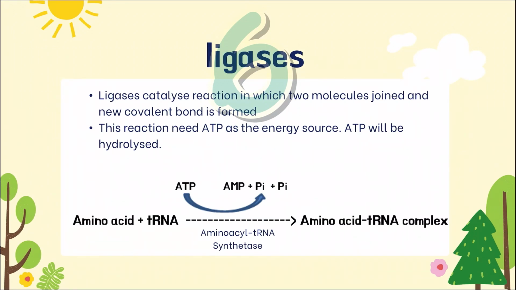Number 6, ligases. Ligases catalyze reactions in which two molecules are joined and a new covalent bond is formed. This reaction needs ATP as the energy source. ATP will be hydrolyzed. Example, amino acid plus tRNA catalyzed by amino acid tRNA synthetase will form amino acid tRNA complex. ATP at the same time has been converted into AMP plus 2 inorganic phosphate.